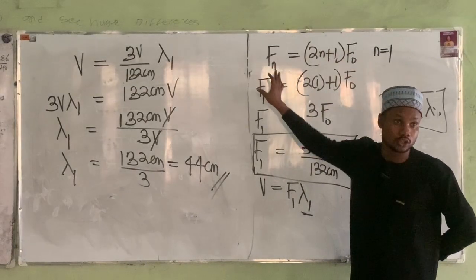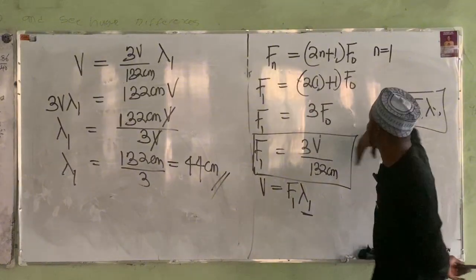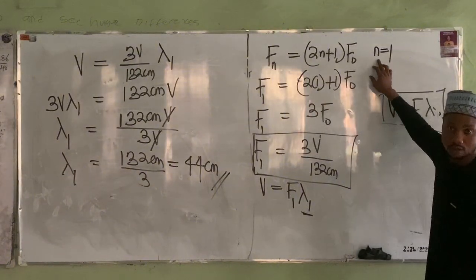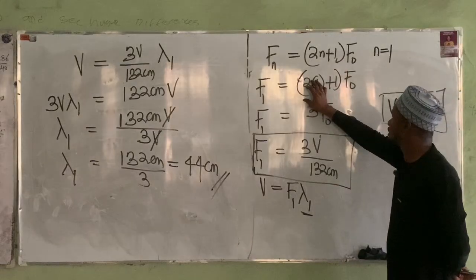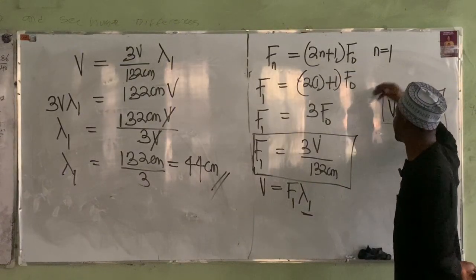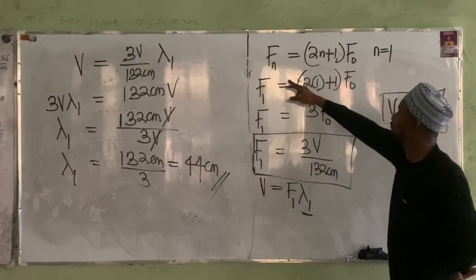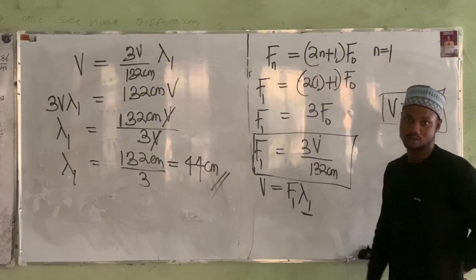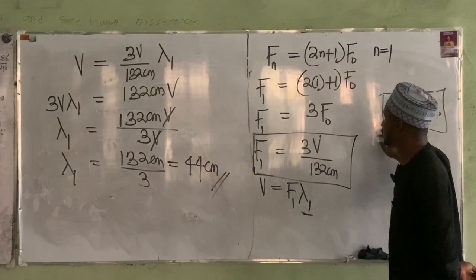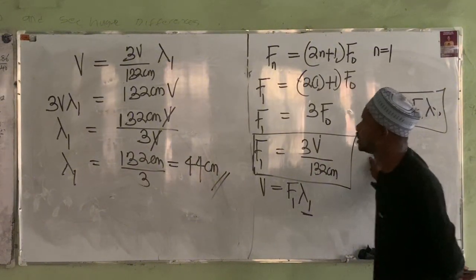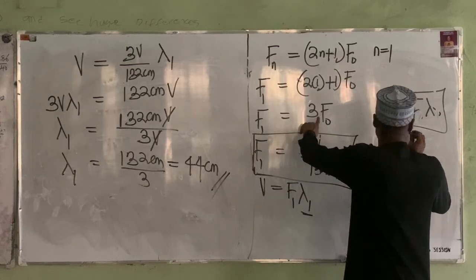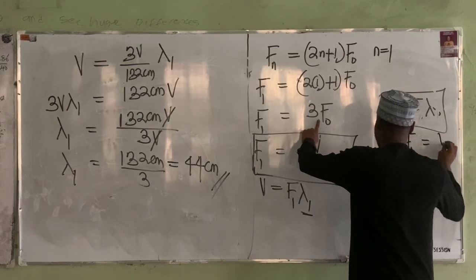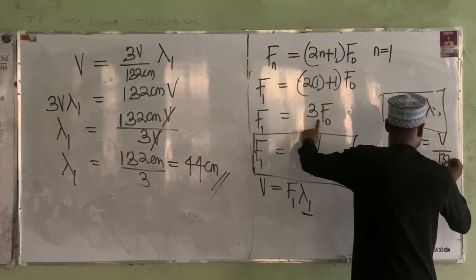You might not see it like this in your textbook, okay? Now at this point here, n, they say is first. The word first means that n is equal to 1. Now replace this as 1 here, you will get this. But our intention for calculating the fundamental frequency is to calculate the overtone frequency first. So when you calculate the fundamental frequency, we've got it as an expression. That is F naught to be V over 132 cm.